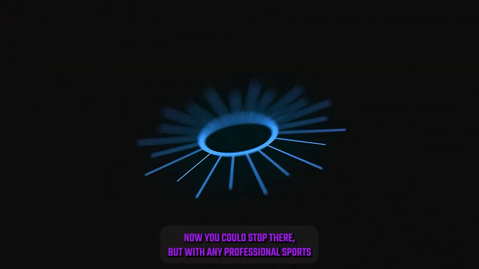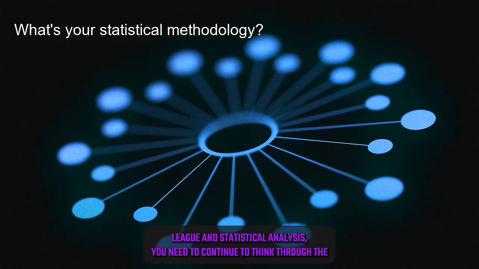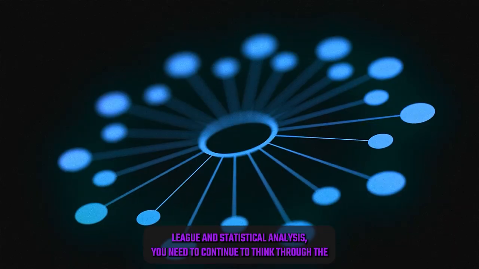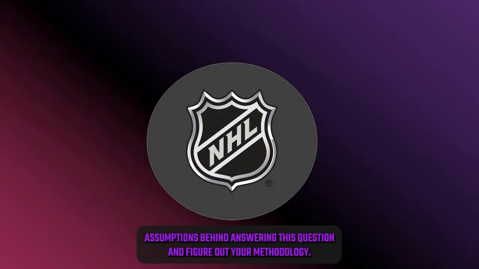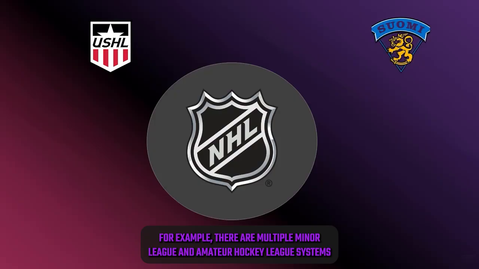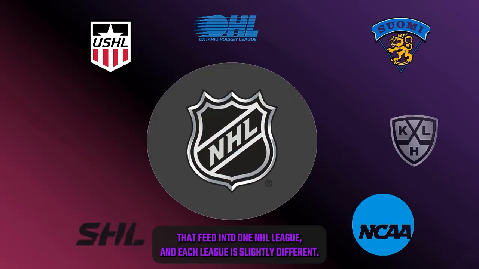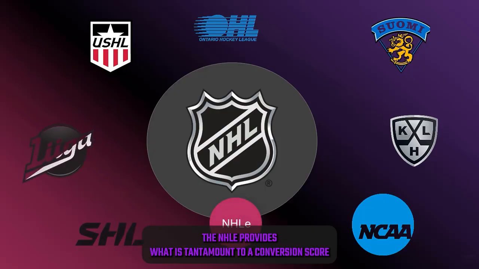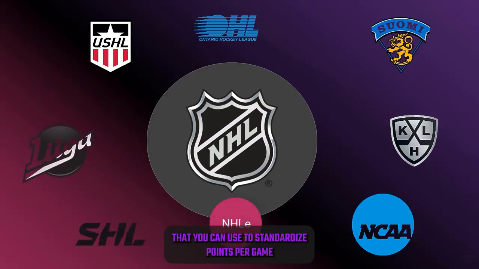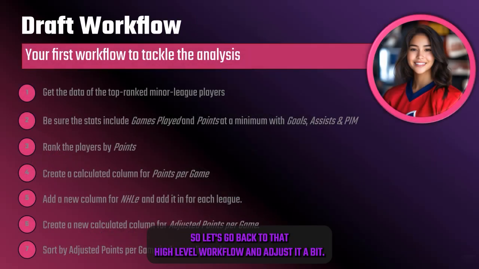Now you could stop there, but with any professional sports league and statistical analysis, you need to continue to think through the assumptions behind answering this question and figure out your methodology. For example, there are multiple minor league and amateur hockey league systems that feed into one NHL league, and each league is slightly different. The NHLE provides what is tantamount to a conversion score that you can use to standardize points per game from different leagues into a standard representation. So let's go back to that high-level workflow and adjust it a bit.